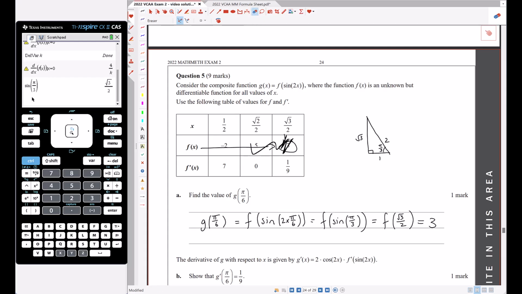Sorry. For some reason I can't select the eraser. Let's try that again. There we go.